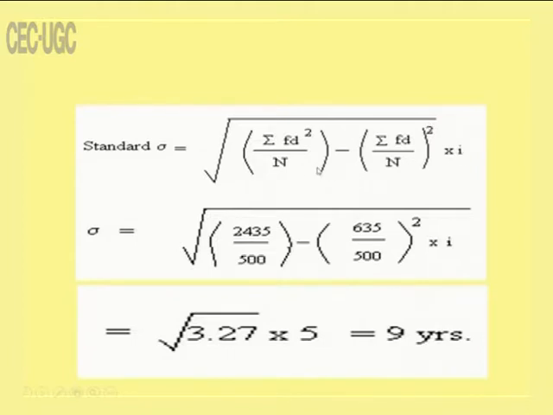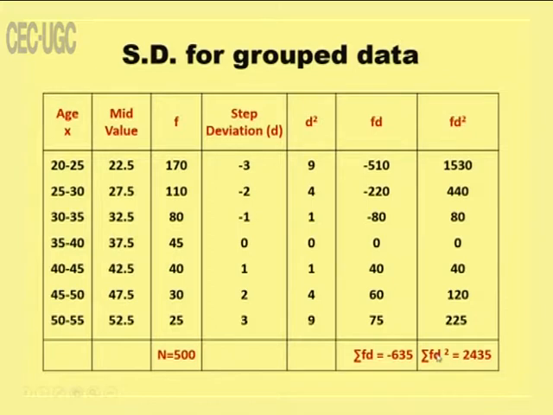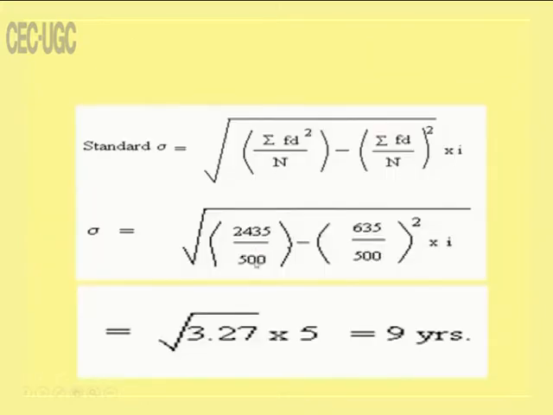So, if we substitute the values, summation of fd square 2435 by 500 minus (summation fd 635 by 500) square, into I, and if we calculate, that is equal to 9 years. And therefore, my dear friends, the standard deviation of this data set is 9 years.